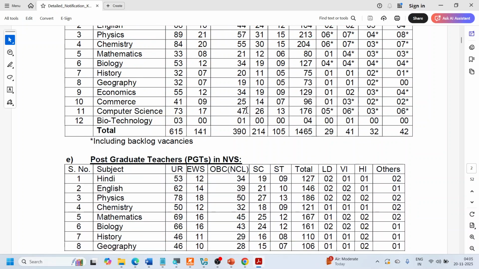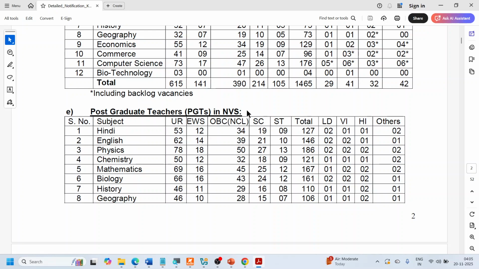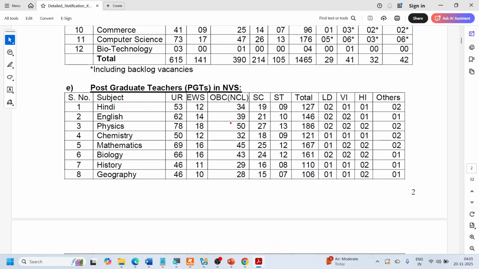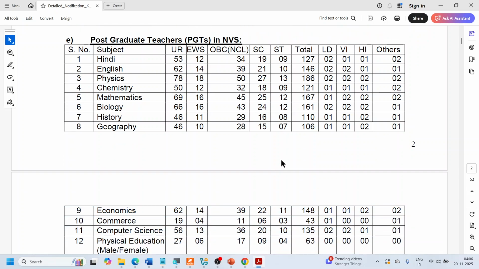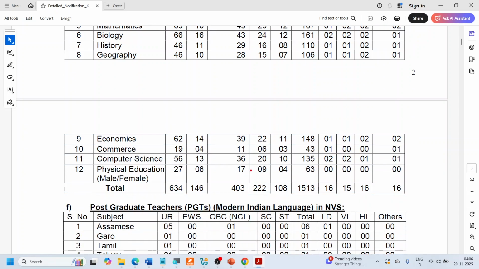Now you also have the Navodaya Vidyalaya. So there is another one, Kendriya Vidyalaya and Navodaya Vidyalaya. In this Navodaya Vidyalaya, again you have posts for physics, unreserved 78, and I will just talk about the total here, 186 for physics and 167 for mathematics, as well as for computer science. Unreserved is 56, and the total is 135. So you have plenty of posts for computer science.